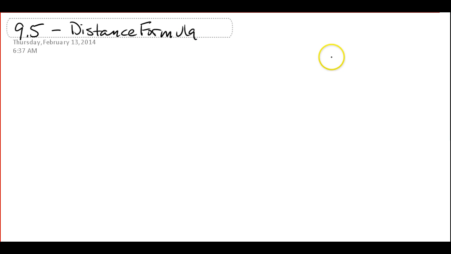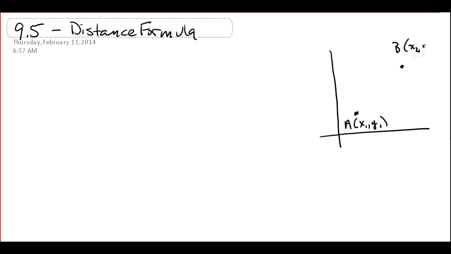So let's take a look at 2 points on the coordinate axis. Let's look at point A, and I'm going to give this coordinates x1, y1, and point B, and I'm going to give this coordinates x2, y2. And let's say we want to find the distance between these 2 points. So really the distance formula is just a form of the Pythagorean theorem. So what I'm going to do is make a right triangle here, and then we'll figure out what the coordinates of this point C are.